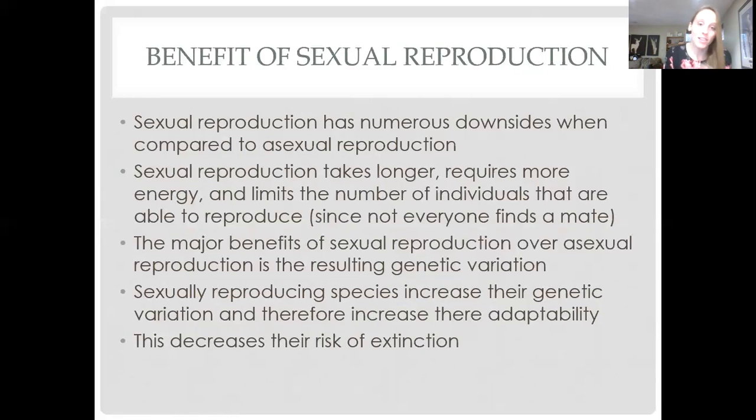So there are a lot of downsides to sexual reproduction. It takes longer, it requires more energy. Not everyone is going to be able to sexually reproduce because not everyone will find a mate, but it has that big benefit of way more genetic variation, which means the populations are more adaptable and less likely to go extinct.